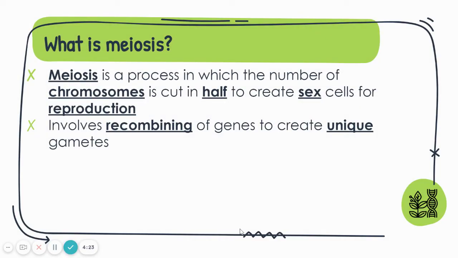So what is meiosis? Meiosis is that process in which the number of chromosomes is cut in half in order to create those sex cells needed for reproduction. Because eggs and sperm need to have half the number of chromosomes, meiosis is the process that's going to allow that to happen. During meiosis, we're going to recombine the genes from an organism in a unique way so that the eggs and sperm that are created are going to be unique. Every single one is going to be a little bit different.